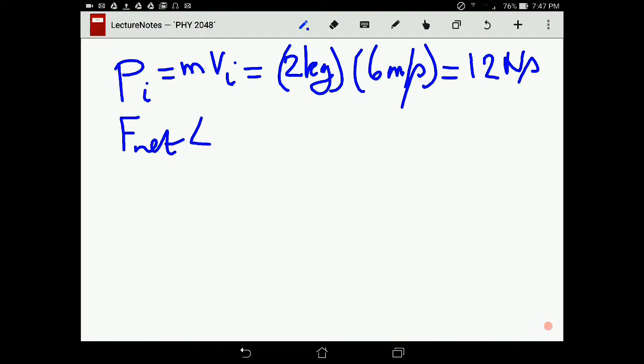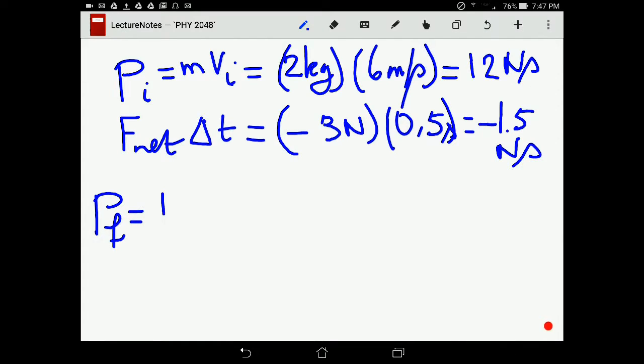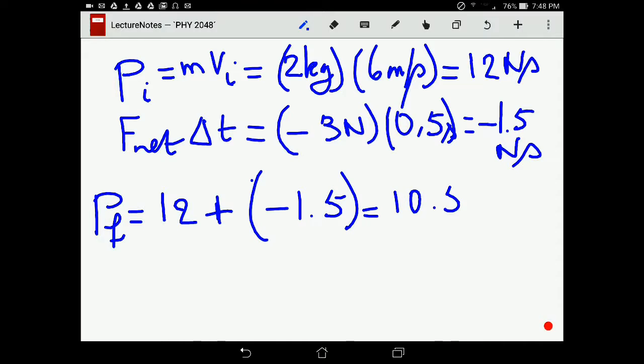The net force times delta t. So this was negative 3 newtons for the force, multiplied by 0.5 seconds for the amount of time. And so this gives us negative 1.5 Newton seconds. And so the final momentum is going to be the initial momentum, 12, plus the F net times delta t, which is negative 1.5, and that gives us 10.5 Newton seconds.